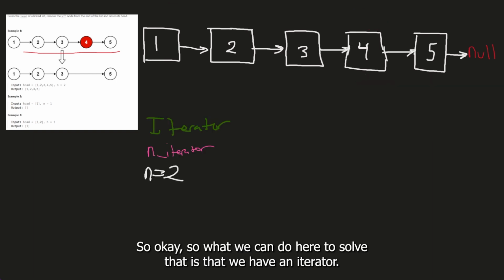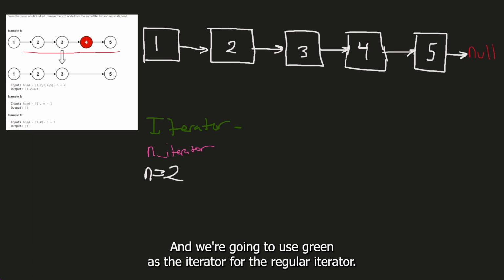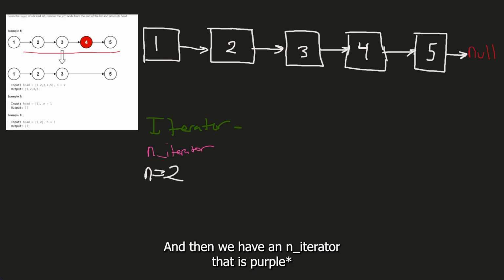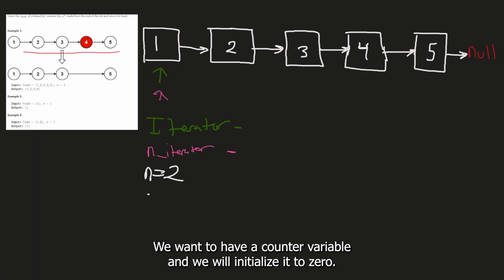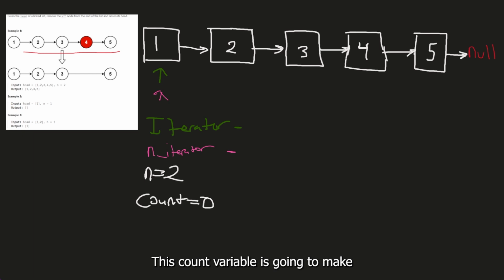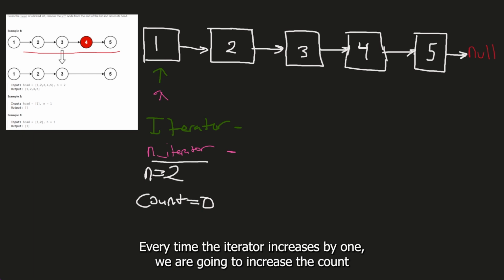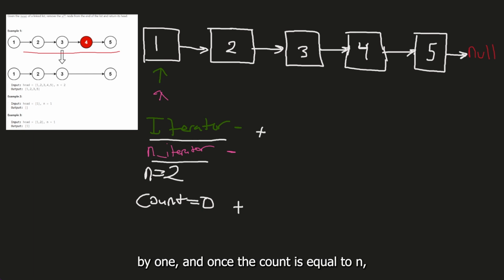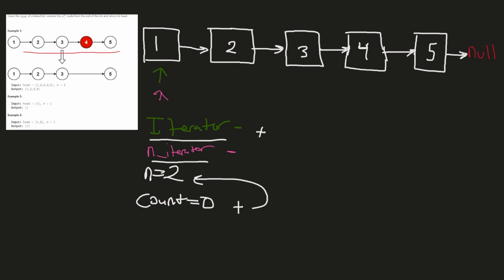So, what we can do here to solve that is that we have an iterator, and we're going to use green as the iterator for the regular iterator. And then we have an n iterator that is orange. We want to have a count variable, and we will initialize it to 0. This count variable is going to make the n iterator basically lag behind. Every time the iterator increases by 1, we are going to increase the count by 1. And once the count is equal to n, then we start iterating the n iterator.